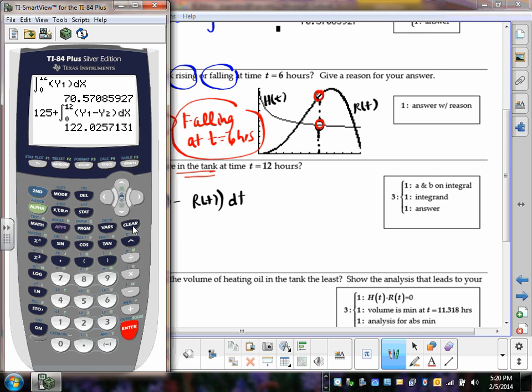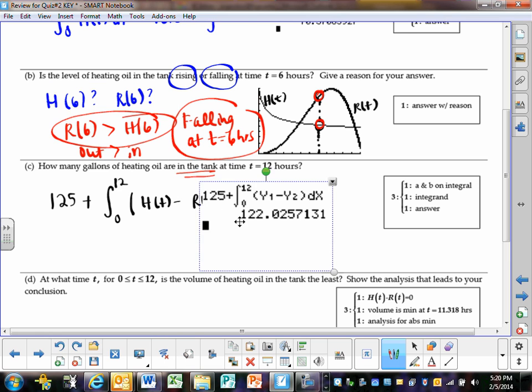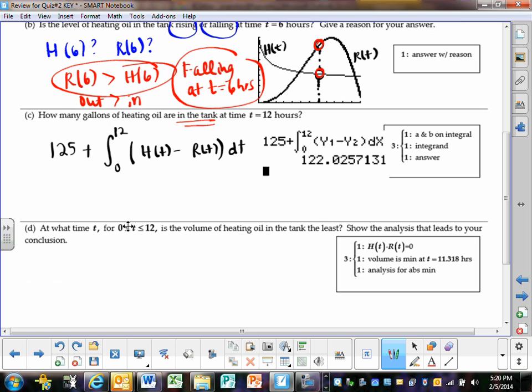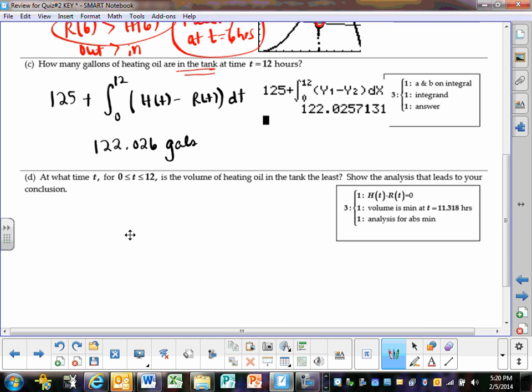My calculator is thinking. Okay, so we came up with this value with the calculator. Remember, you have to put units and 3 decimal places because the question does not tell me to round. So 122.026 gallons. The next part asks us to find out when the volume of the tank is the least.